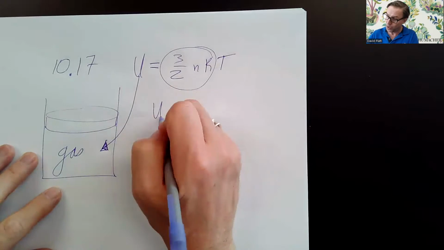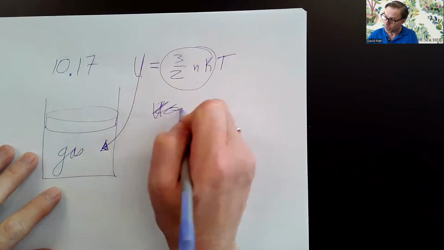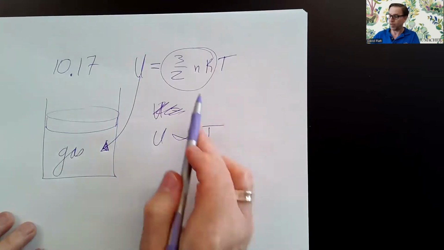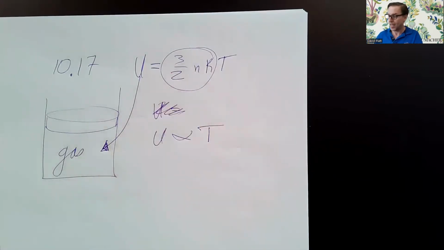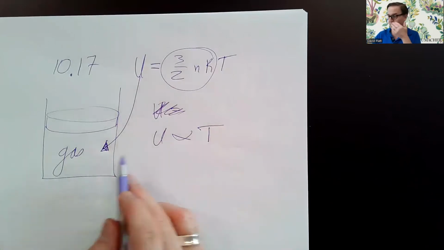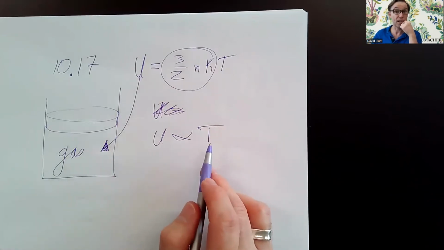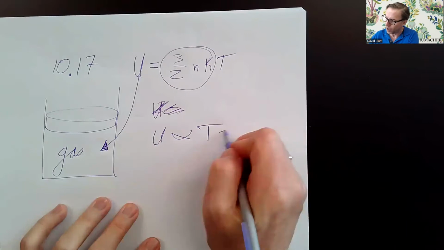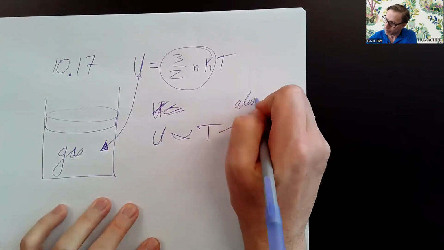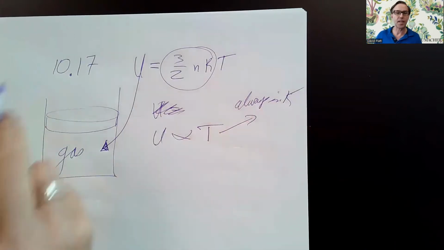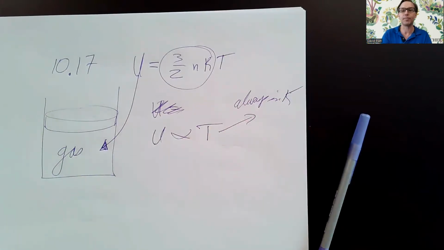That means U is directly proportional to temperature. This is a constant. If I double the temperature, that doubles the energy. Direct proportion. So that's really important: internal energy is directly proportional to temperature, of course, always in Kelvin. And that's equation 10.17. Feel free to check it out.